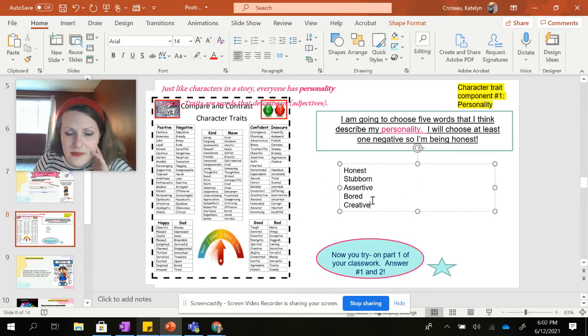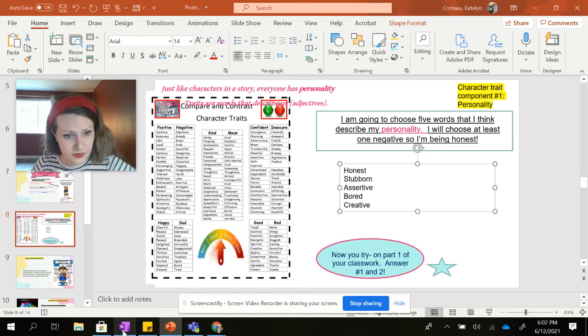Okay, so see, I have lots of things about me. I could add probably a million more, but I'm going to just pick 5. Honest, stubborn, assertive, bored, and creative. I picked 2 that were negative. You can just pick 1 if you're not ready to admit all the negative things. Just pick 1, but we all have them and it's okay. It really is. Nobody's perfect. They might want you to think they are, but they're not. So this is an example, again, of personality.